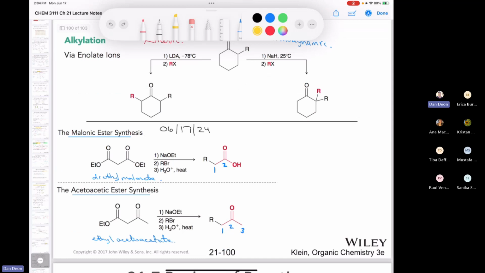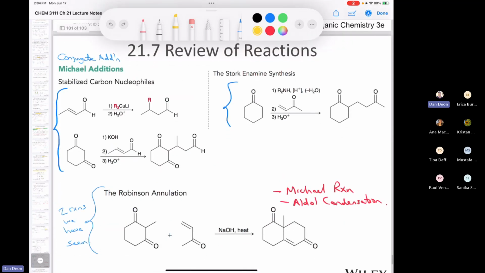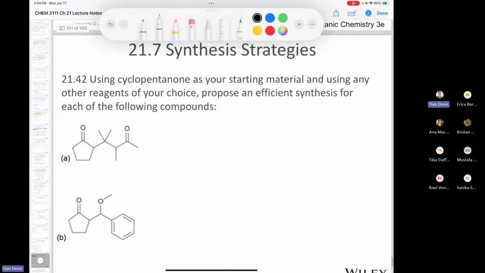Today we covered malonic ester synthesis, acetoacetic ester synthesis, and what those are used for. We went over Michael reactions, which is this here, stabilized carbon nucleophiles, which is just a fancy way of saying Michael additions or conjugate addition. Then we did the Stork reaction or Stork enamine synthesis. And again, you always want to be on the lookout for the old 1,5-dicarbonyl for that. And then the Robinson annulation, which is a combination of a Michael reaction followed by an aldol condensation. And that's the whole thing.